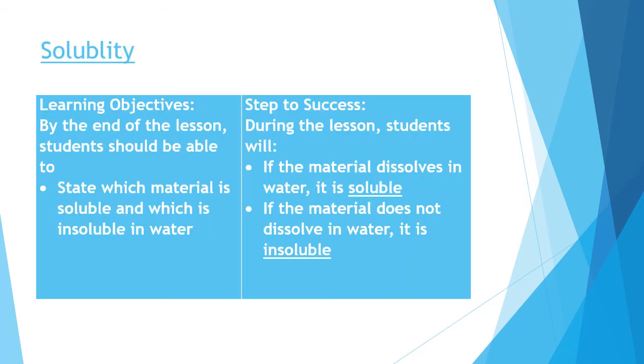Okay, today we're going to learn about solubility. So our lesson objective is to state which material is soluble and which material is insoluble in water. When we talk about soluble and insoluble, teacher will explain what that means. If the material dissolves in water, it is soluble. If the material does not dissolve in water, it is insoluble. This is something you can actually do at home.